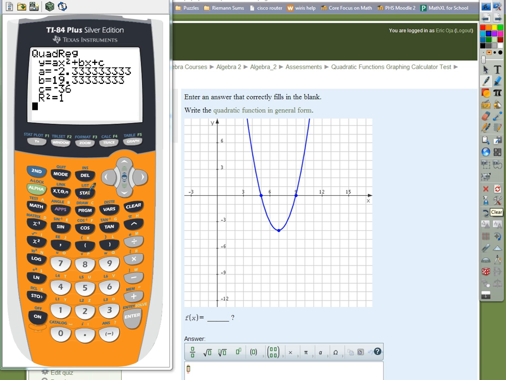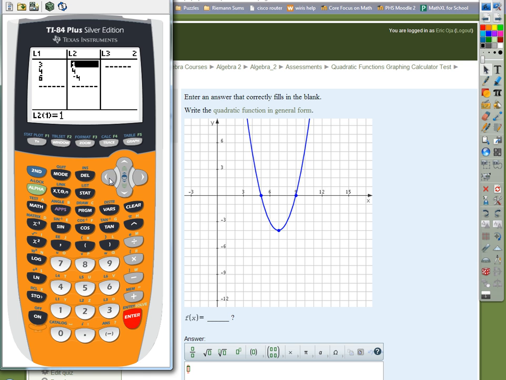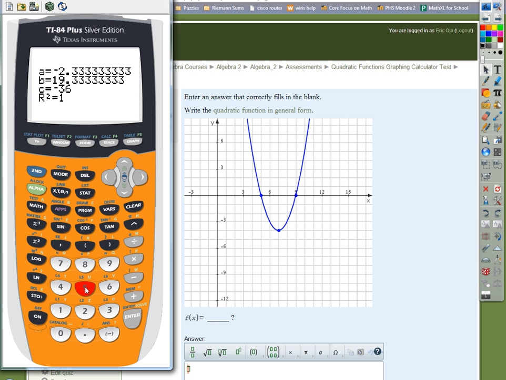Okay, so if we go back to stat edit, let's put in these points. So we get 5, 0, 7, negative 4, and 9, 0. I'll put in the corresponding y values. Okay, so if I go stat calc 5, okay, it gives them to me, right?